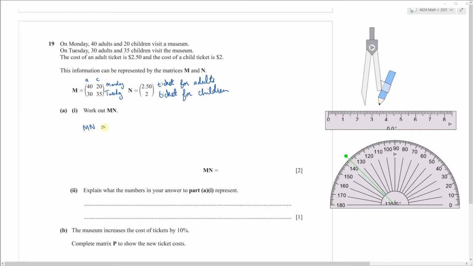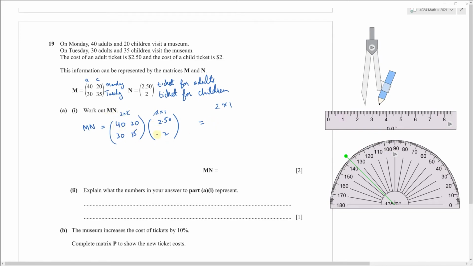M times N is 40, 20, 30, 35, your matrix M. N is 2.50 and 2. So this is a 2 by 2 matrix. This is a 2 by 1. So this cancels out. So I will get a 2 by 1 matrix as a result of this multiplication between M and N.